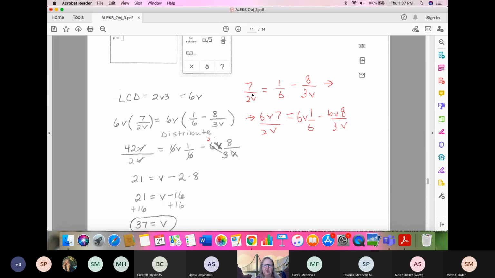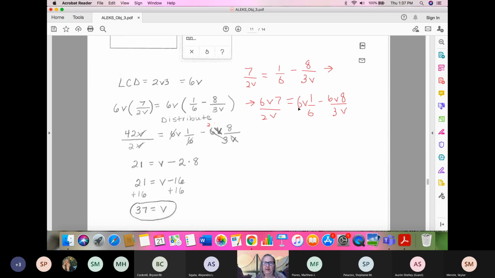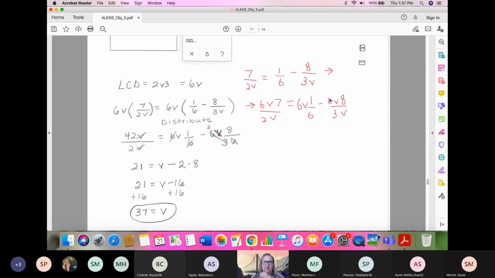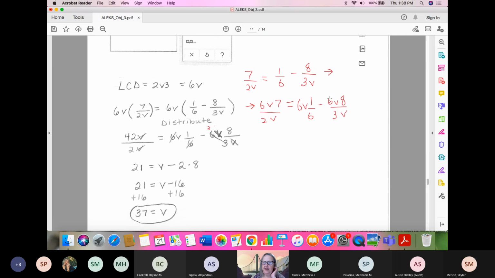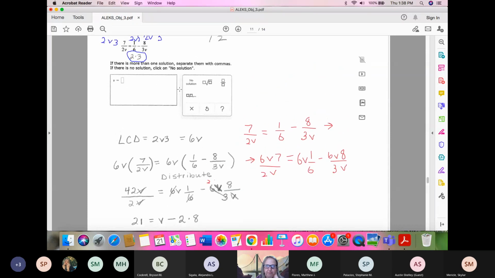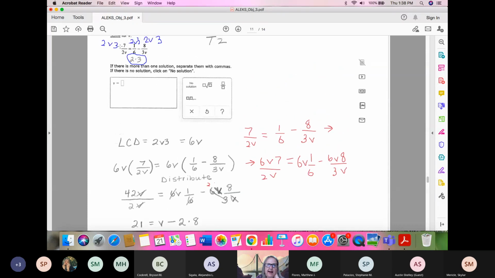So don't look at this stuff in red over here. We don't need to do that, I think, because of what we just did. I have other ideas sometimes of what I want to say, but something came to me I thought would be more visual for you. So this LCD, we're going to multiply both sides by the LCD. On the left side, we have 7 over 2V. So we want to multiply by the LCD, which is 6V.